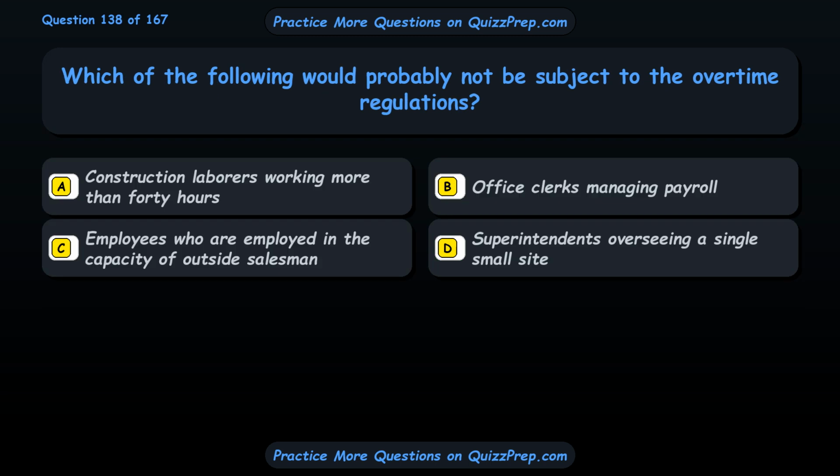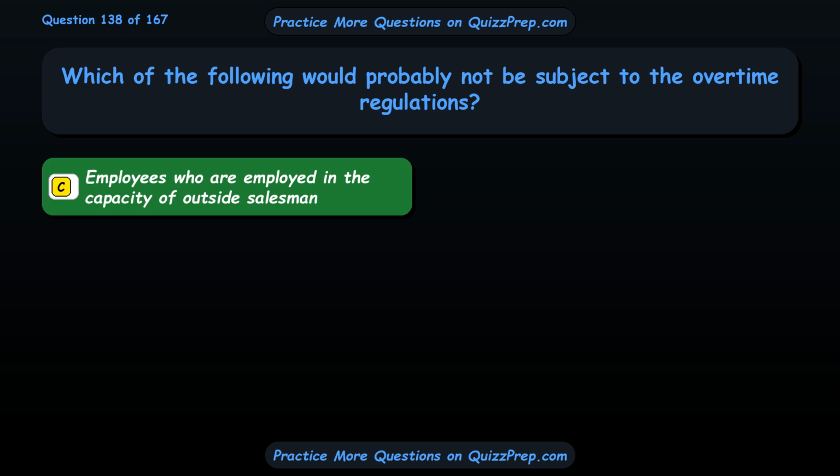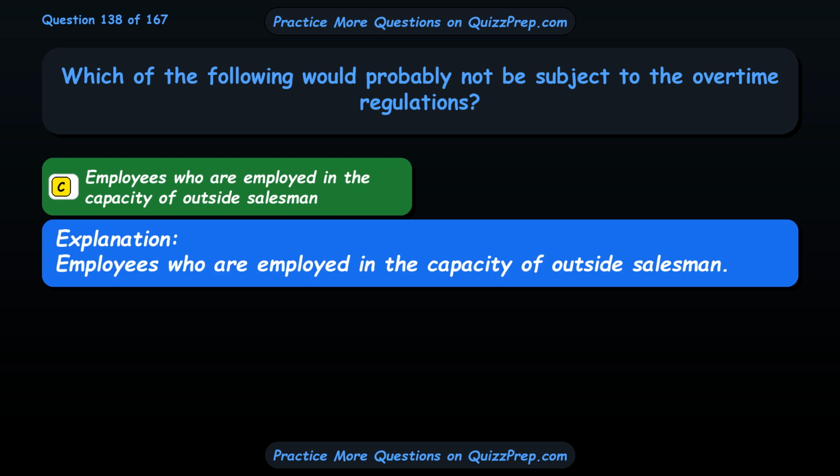Which of the following would probably not be subject to the overtime regulations? Option A, construction laborers working more than 40 hours. Option B, office clerks managing payroll. Option C, employees who are employed in the capacity of outside salesmen. Option D, superintendents overseeing a single small site. The correct answer is option C, employees who are employed in the capacity of outside salesmen.